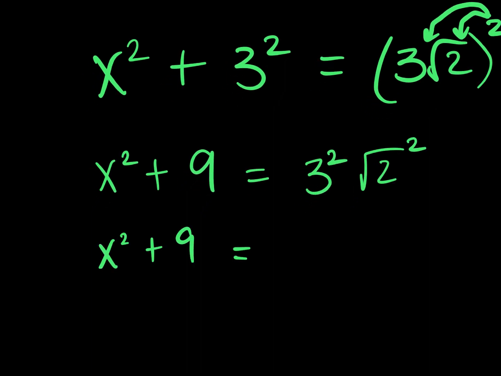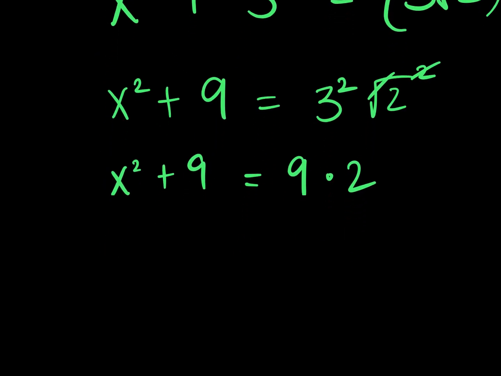What did I say happened when you had a square root and a squared? They cancel. Now, 3 squared is what? 9. But if those cancel, we're multiplying 9 by how much? 2. All right. So let's go back. Now it's going to be x squared plus 9 equals 18.